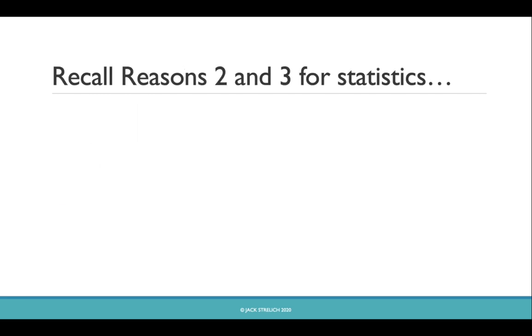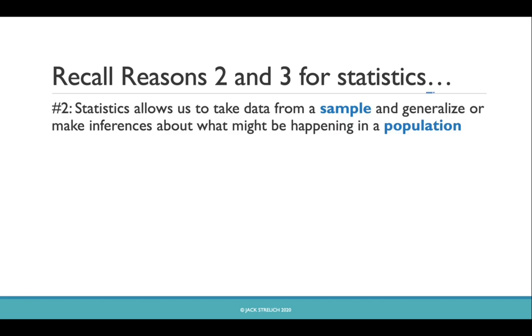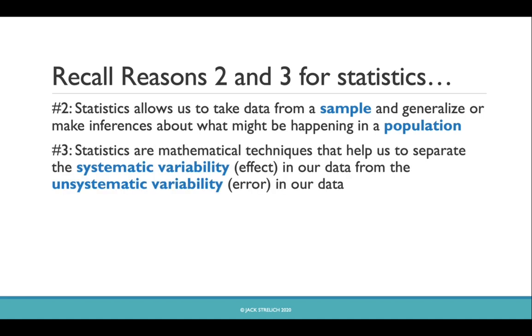Let's think back to reasons 2 and 3 for statistics, as we discussed in our last video. Reason number 2 is that statistics allow us to take data from a sample and generalize or make inferences about what might be happening in a population. Reason 3 was that statistics are mathematical techniques that help us to separate the systematic variability, the effect, in our data, from the unsystematic variability, or error, in our data.